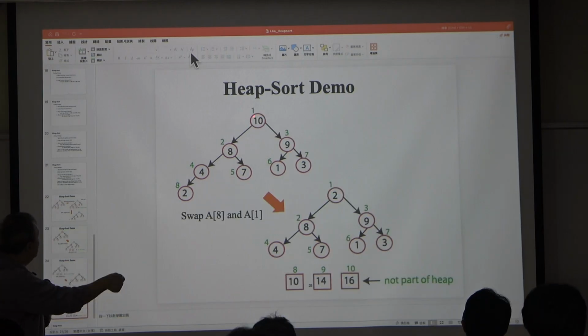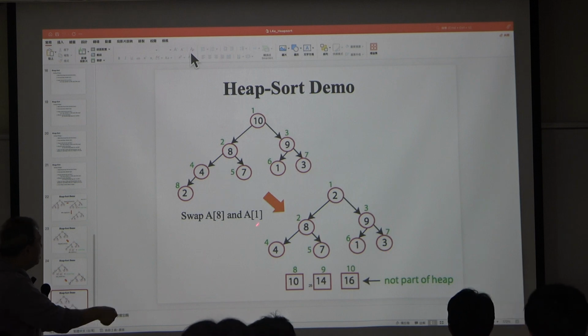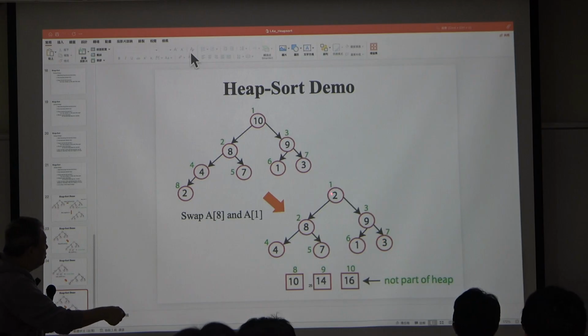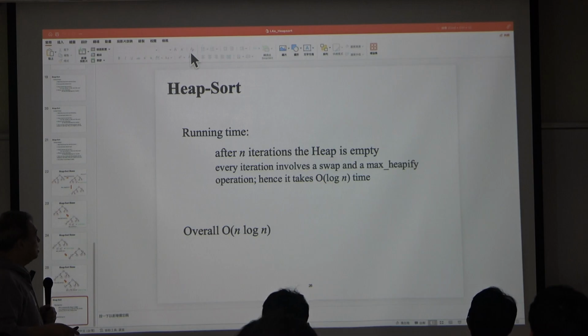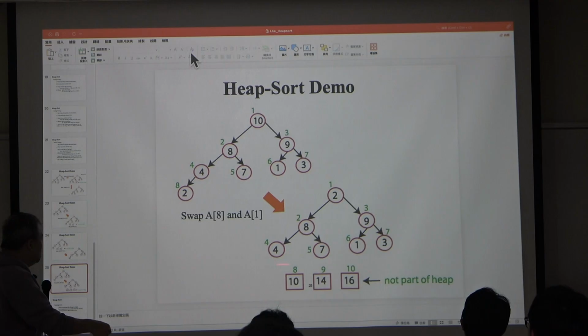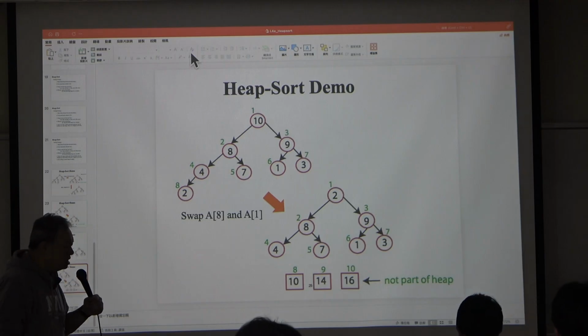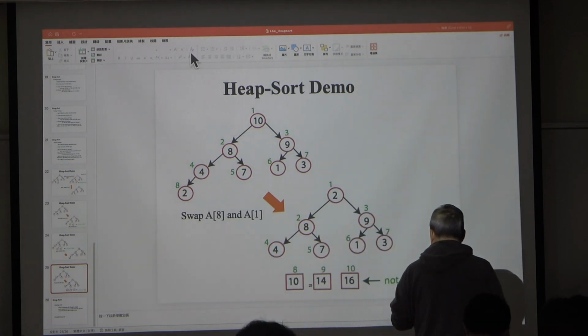Here. Okay, we swap these two, and then we cut it loose. So 10, 14, 16, they are already sorted. And then the other elements are not done yet. So 2, again, we need to run heapify. Okay, we do a swap between 2 and 9, between 2 and 3. So eventually, okay, keep doing that until the heap is empty. So we will obtain all these elements in the sorted order, in the ascending order.